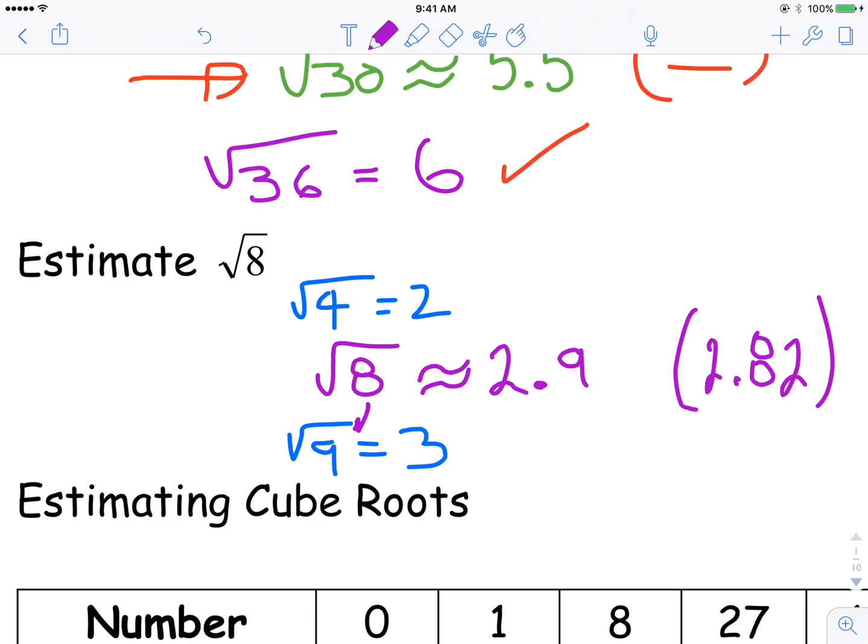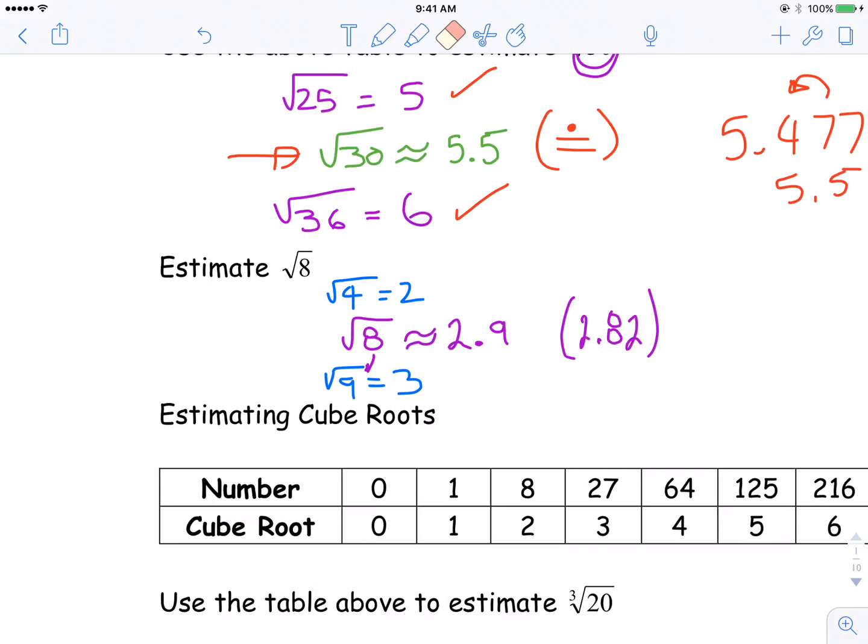But again, remember, this is just estimating, and as long as you're close on your estimate and you have some good justification on how to get there, well, then that's perfectly fine.